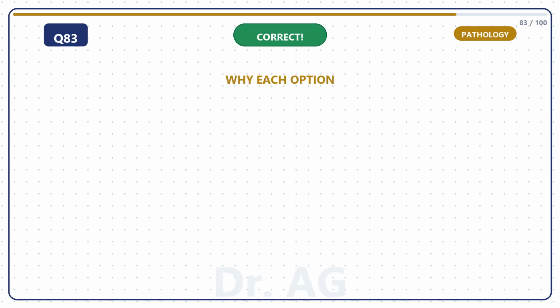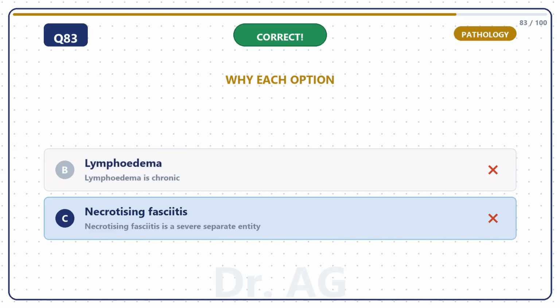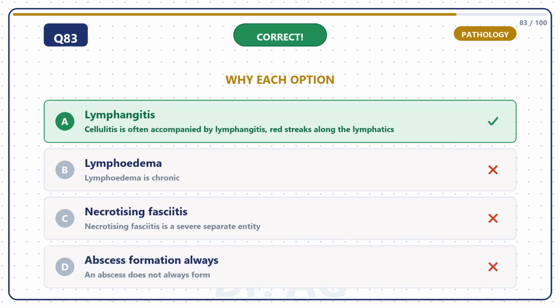Lymphangitis. Let's go through the options. Lymphedema. Lymphedema is chronic. Necrotizing fasciitis. Necrotizing fasciitis is a severe separate entity. Abscess formation always. An abscess does not always form. And the correct answer is lymphangitis. Cellulitis is often accompanied by lymphangitis, red streaks along the lymphatics. So, the right answer is option A.